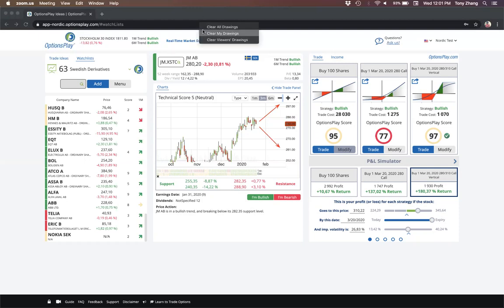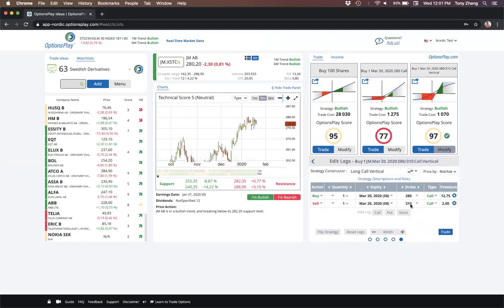So if I'm looking at this particular name, then 2,800 crowns to buy 100 shares of the stock, only 1,275 crowns to buy a call option. And here the vertical spread, I'm still buying the 280 call like I'm doing here, but I'm going to sell the 310 call against it and collect 2 crowns, reducing my risk from 1,200 crowns to 1,070 crowns.